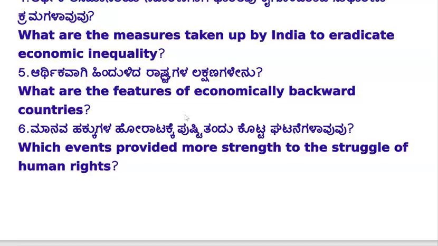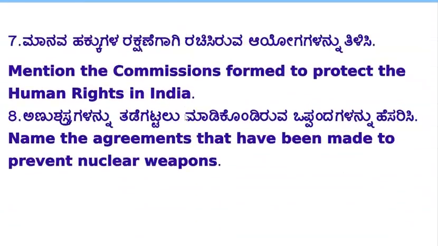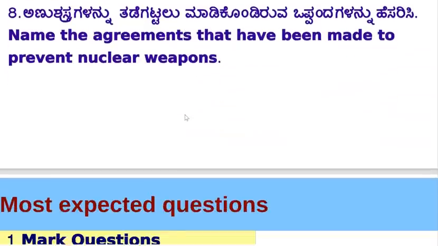What are the features of economically backward countries? Next, which events provided more strength to the struggle of human rights? Number 7, mention the commissions formed to protect the human rights in India. Number 8, name the agreements that have been made to prevent nuclear weapons.